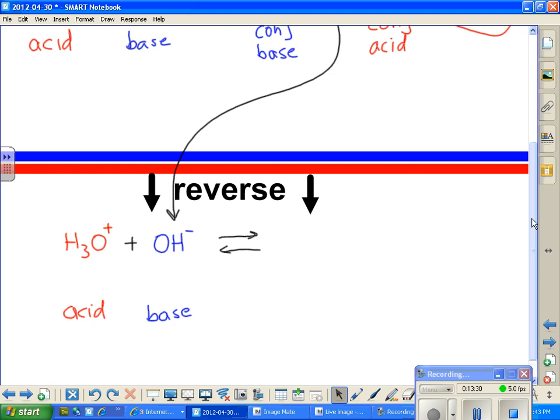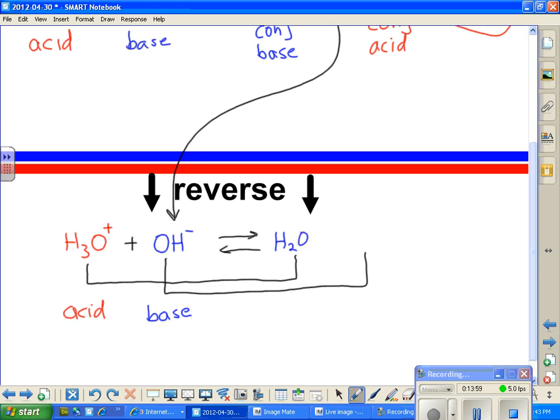So let's go ahead and take our acid. The acid is a proton what? Donor. And what is the base? A proton acceptor. Okay, so over here, that H3O becomes H2O. And that is the base. The conjugate base.